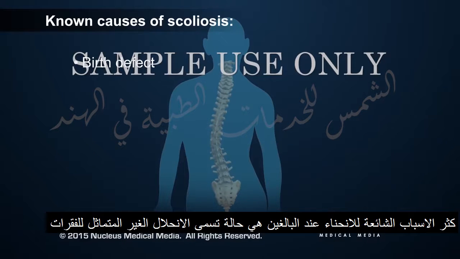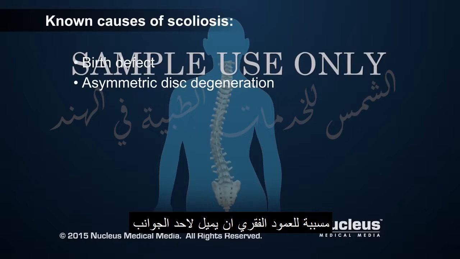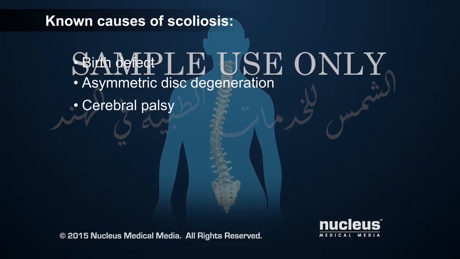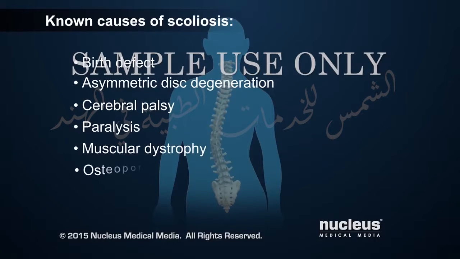The most common cause in adults is asymmetric degeneration of the discs, causing the spine to be tilted to one side or the other. Other causes may include cerebral palsy, paralysis, muscular dystrophy, osteoporosis, or spinal fractures.